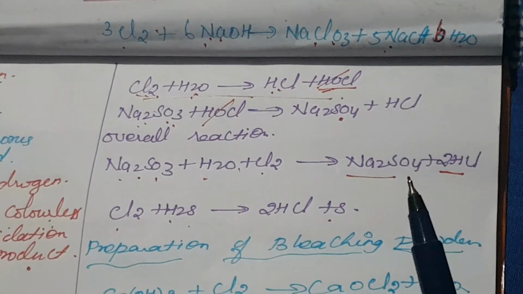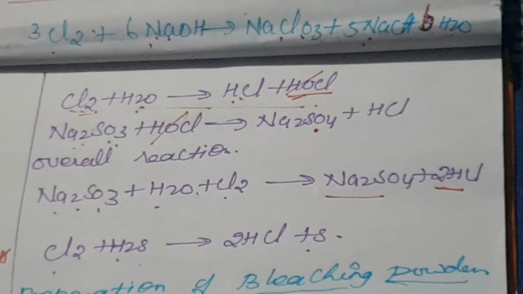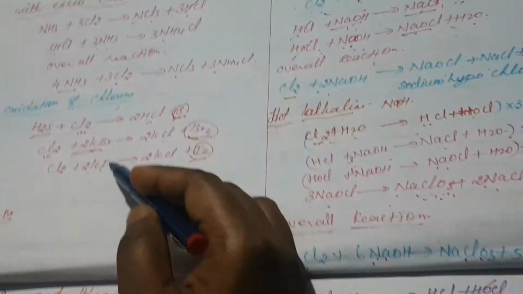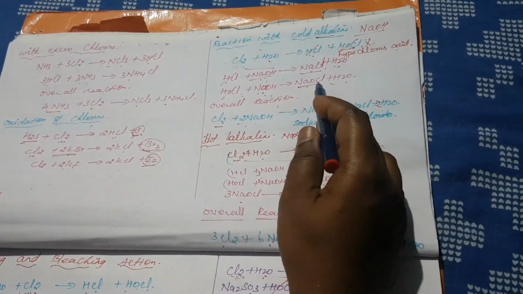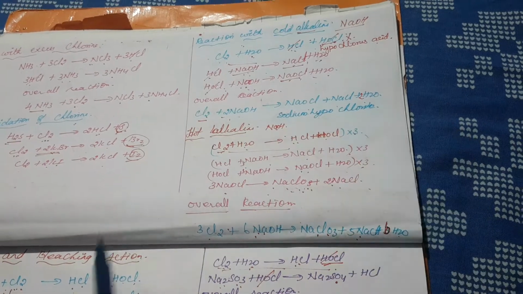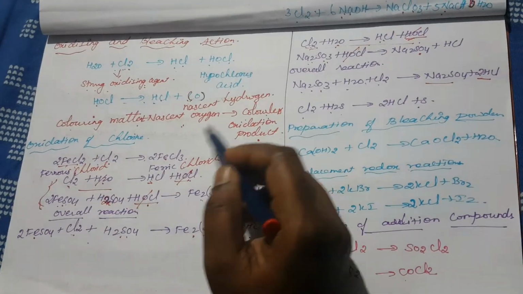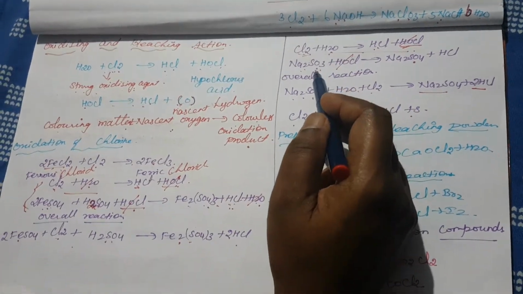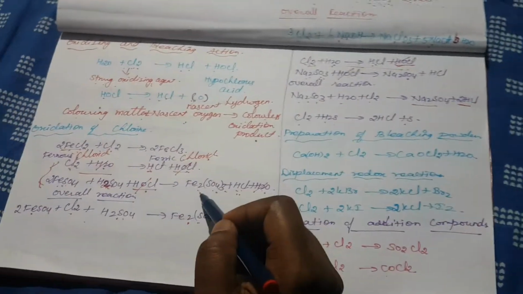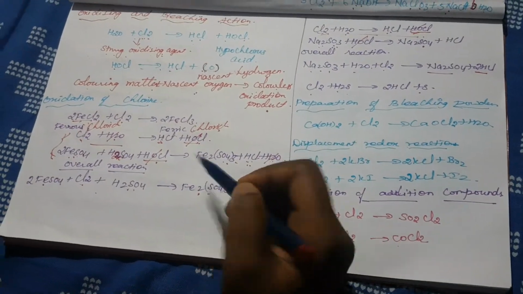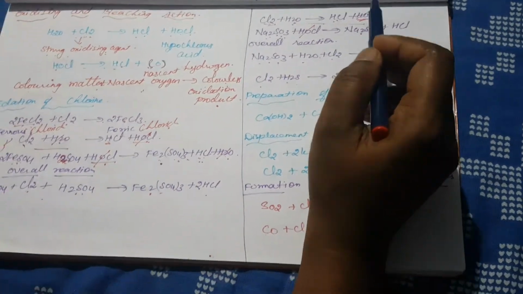This is another one. So here, oxidation by chlorine: hydrogen sulfide is converted into sulfur. Then again another one, oxidation in cold alkaline. This is hot alkaline. Then bleaching action, oxidation by chlorine. This is the two steps, oxidation by chlorine. Here ferrous sulfate is converted into ferric. Again another one, sodium sulfite is converted into sodium sulfate.